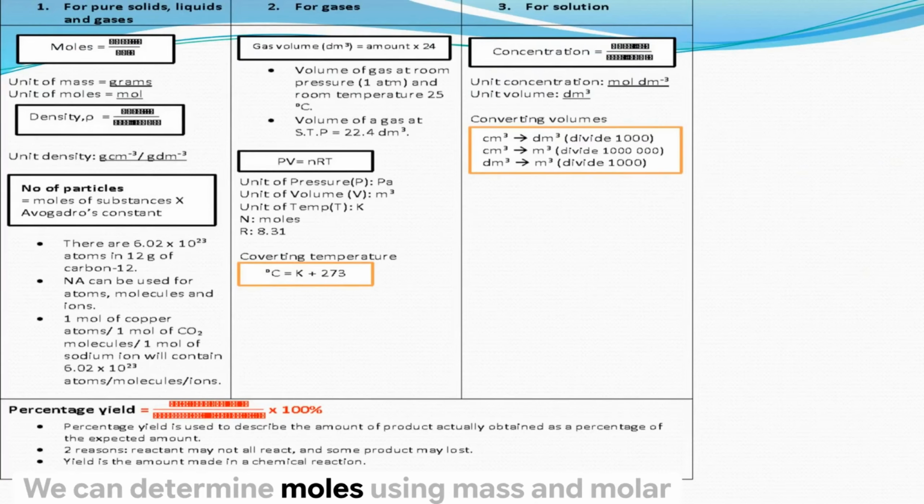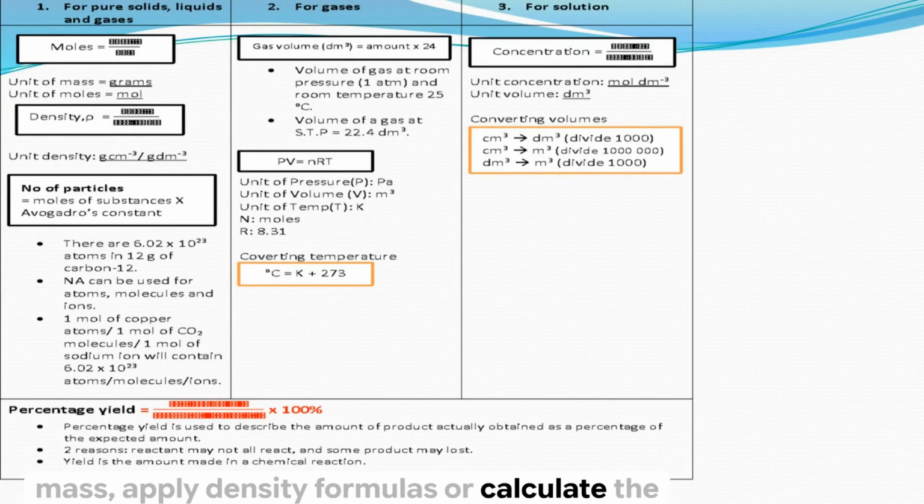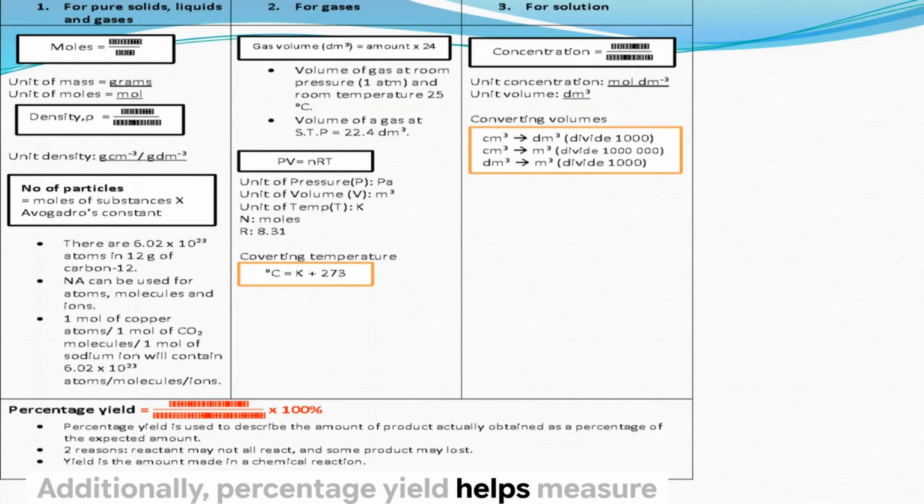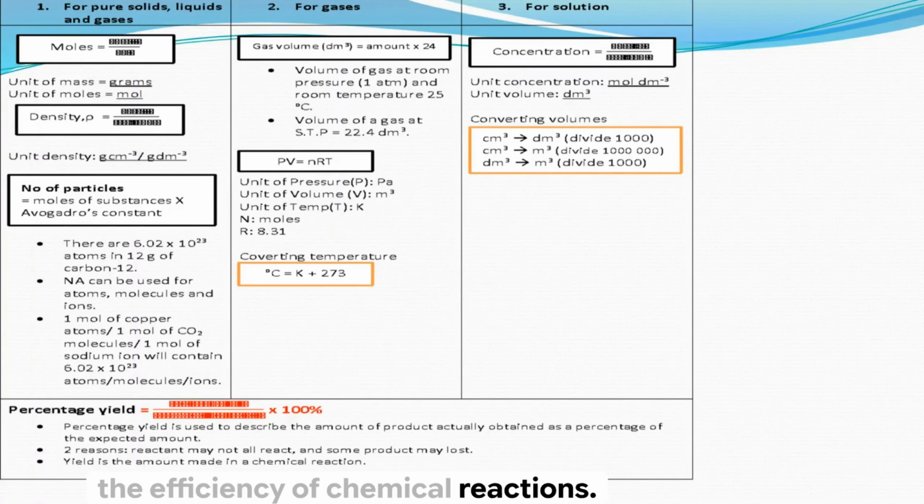We can determine moles using mass and molar mass, apply density formulas, or calculate the number of particles. For gases, we use molar volume constants or the ideal gas equation. Additionally, percentage yield helps measure the efficiency of chemical reactions.